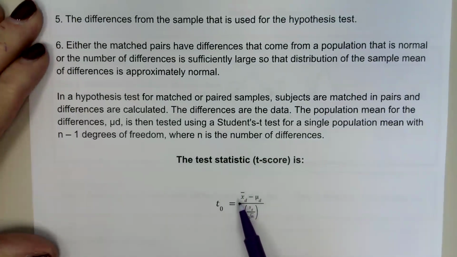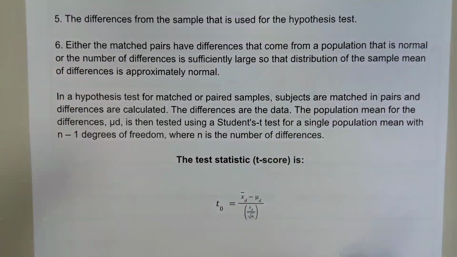So we're going to have the sample mean of our differences, subtracting the population mean difference, which we assume is 0, divided by the standard deviation of the differences, divided by the square root of n. That's our test statistic.